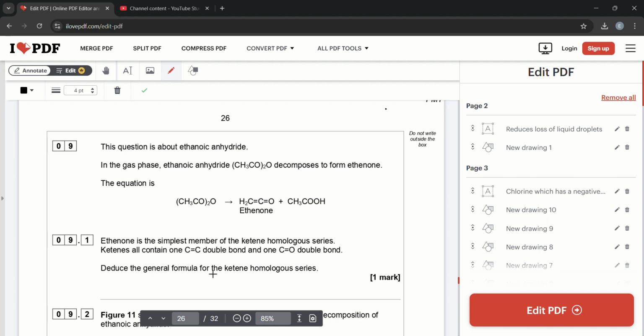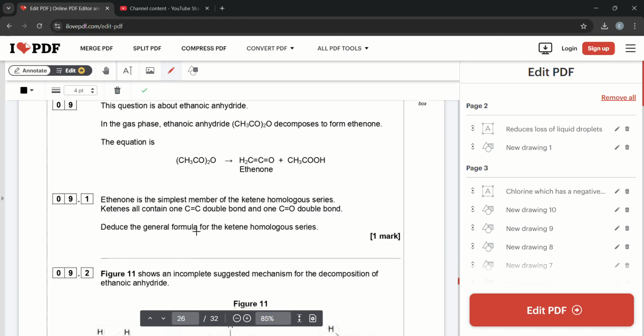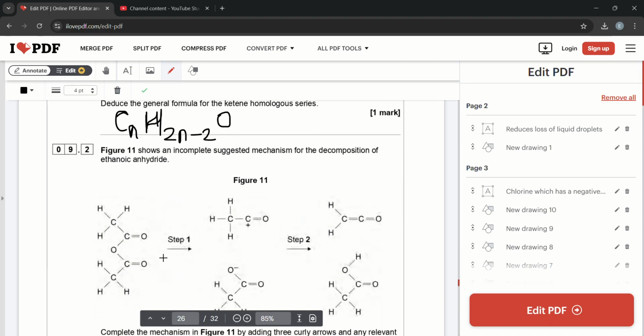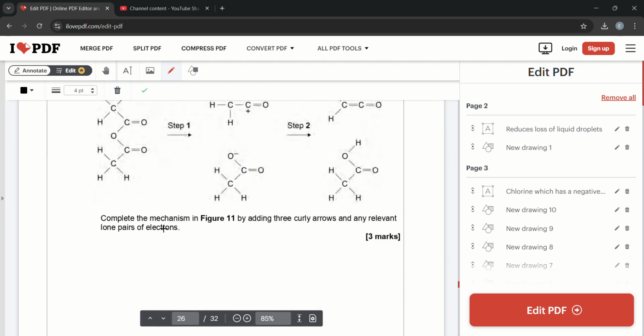And then it says, deduce the general formula for the ketene homologous series. It's going to be CnH2n minus 2 and oxygen, O. So CnH2n-2O. Then figure 9.2 shows an incomplete suggested mechanism for decomposition of ethanoic anhydride.